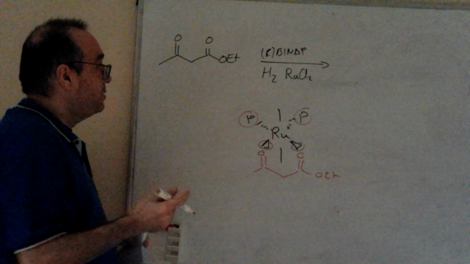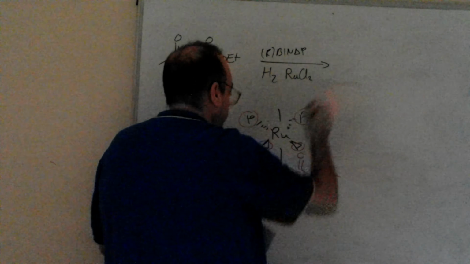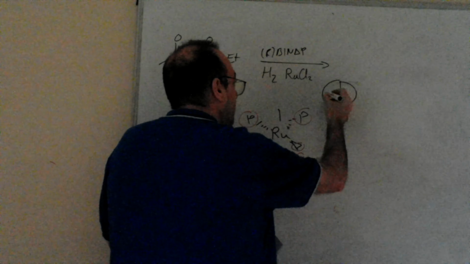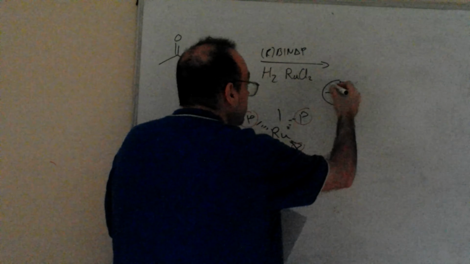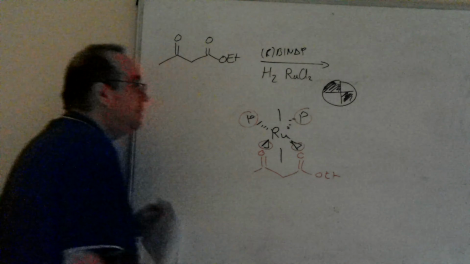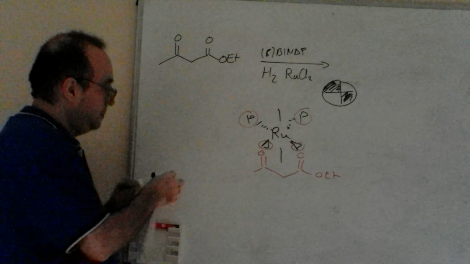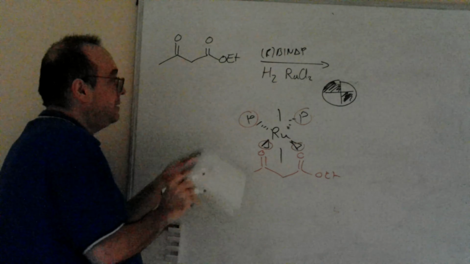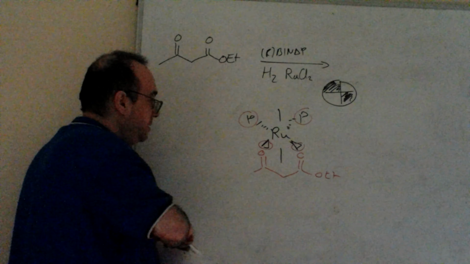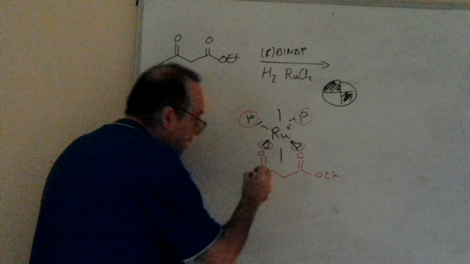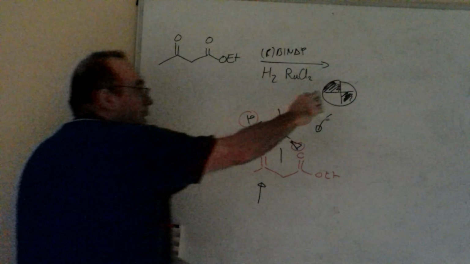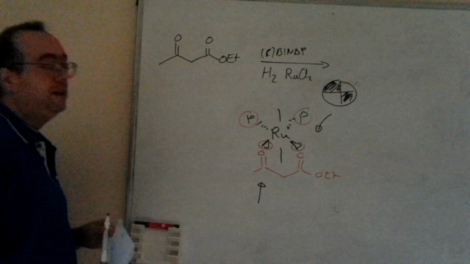Then this is the information that I give you. The R-BINAP has this cycle that tells us from where it's transferring the hydrogen. In this case, this means that the hydrogen can only be transferred either down here or up here, because those are the only white positions in this cycle.